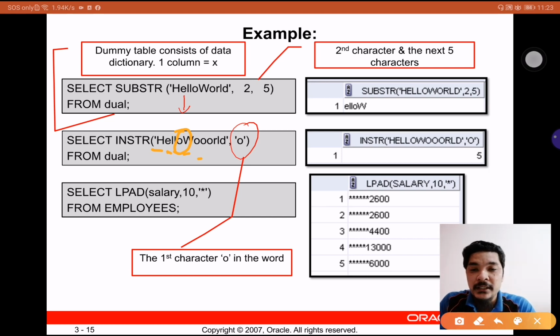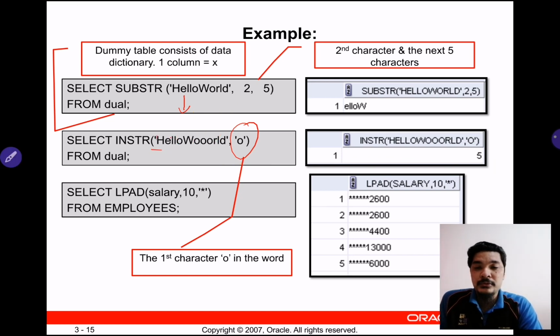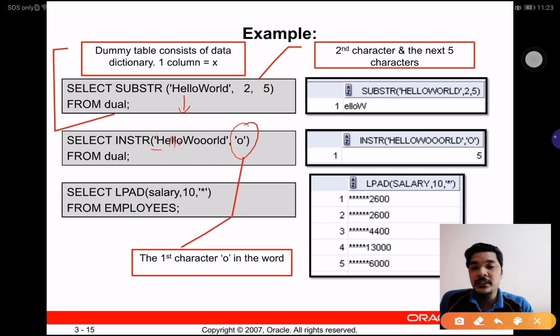So if, let's say, we count again, 1, 2, 3, 4, and 5. So this character is in character position number 5. O is the first O, not this one. The first O that the SQL can find. So the first O is in character number 5. So 1, 2, 3, 4, 5. Okay, so this is what we call a select INSTR.